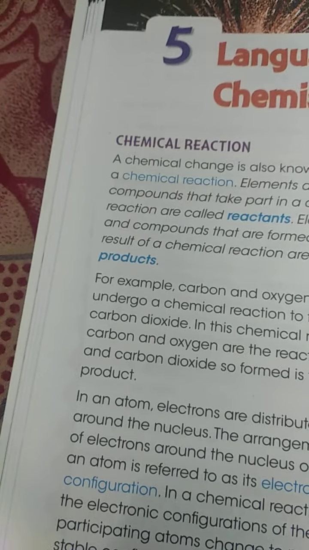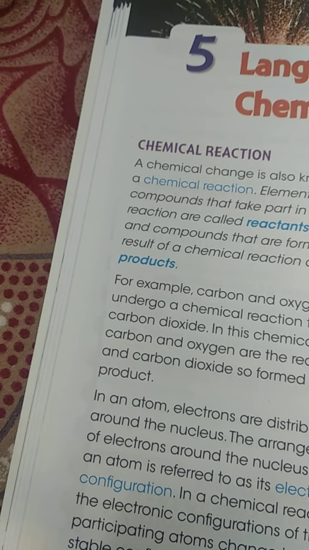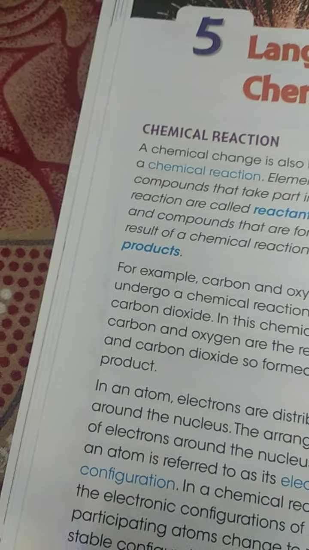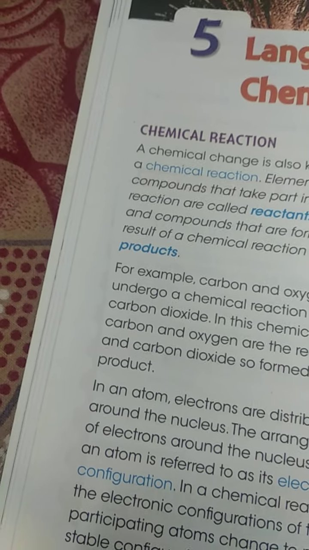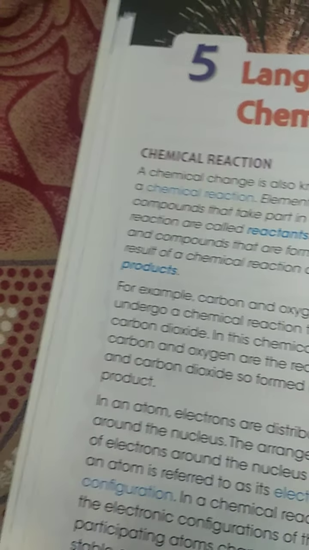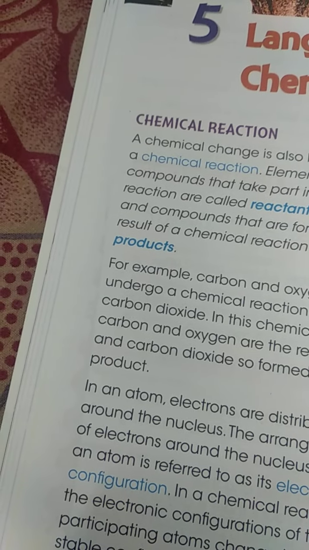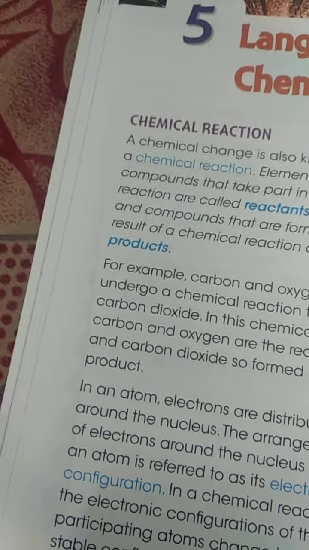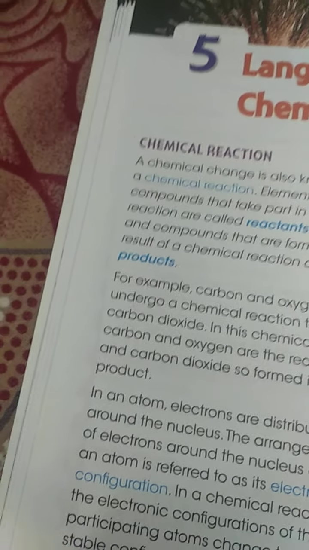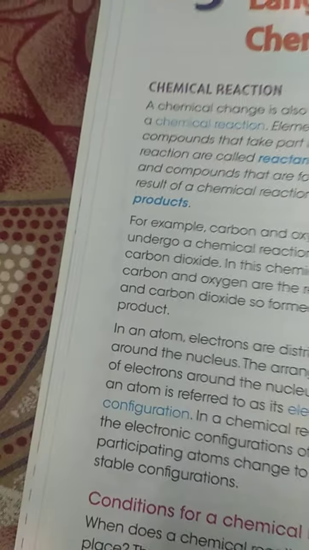For example, when carbon and oxygen undergo a chemical reaction, they form carbon dioxide. So carbon and oxygen working together is known as a chemical reaction. The result that comes out is known as the product, and carbon and oxygen, when they are reacting, are known as reactants.